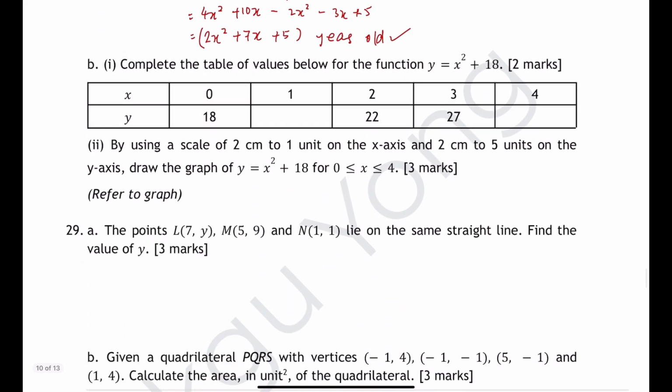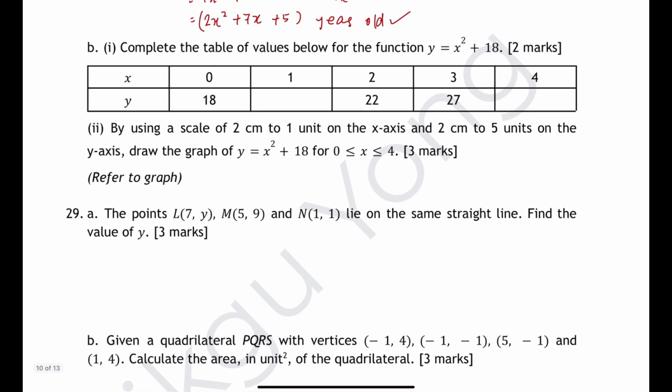Right, so for your part B, complete the table of values below for the function. So this is just to do some basic substitution of your x value, which means here, to get your corresponding y value, right? So to get this part, you will just use y equals 1 squared plus 18. You will get 19. Right? Then for 4, you will have y equals 4 squared plus 18. Then you have 16 plus 18 equals 34. So these are the answers for your part 1.